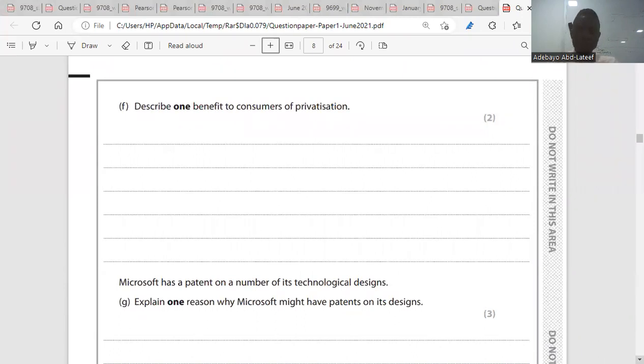We go to question F. Describe one benefit to consumers of privatization. What is privatization? Privatization means the transfer of government-owned property to the hands of the private sector. The advantage about privatization is that it increases competition in the economy. And if competition increases in the economy, businesses might have to charge a lower price, which is good for customers because they have to attract customers. So customers will enjoy reduction in price due to privatization.